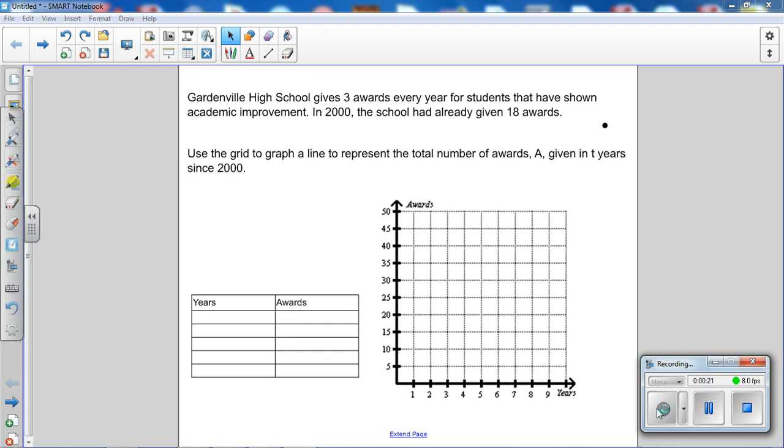Okay, to do this problem, I wanted to first of all build a table because it's easier to plot points once we build a table. And I also want to go ahead and create an equation for it, okay? So let's take a look at the information that's given.